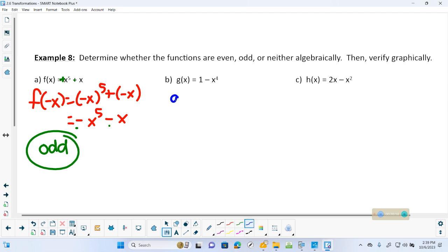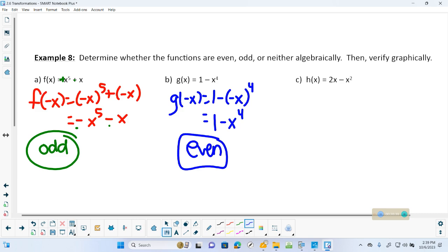Let's do this guy. I'm going to replace x with a negative x. I'm going to simplify. Watch your order of operations, of course, exponent first. So I'm going to do 4 negatives, positive. If I get the exact same original function, which I did, even. So when we look at that graph, I know it's going to be symmetric over y.